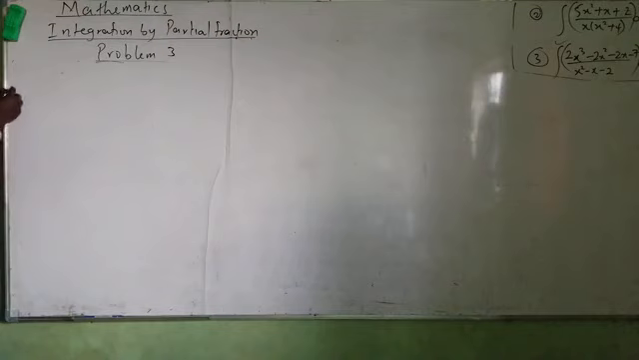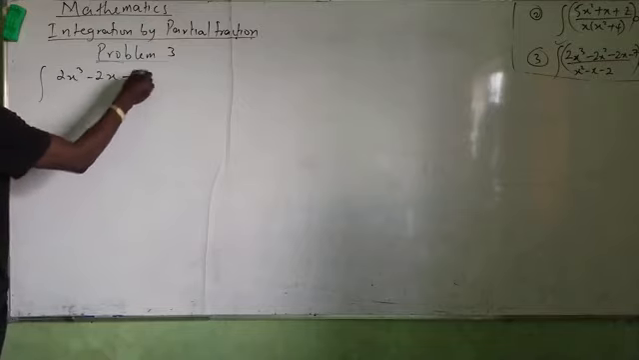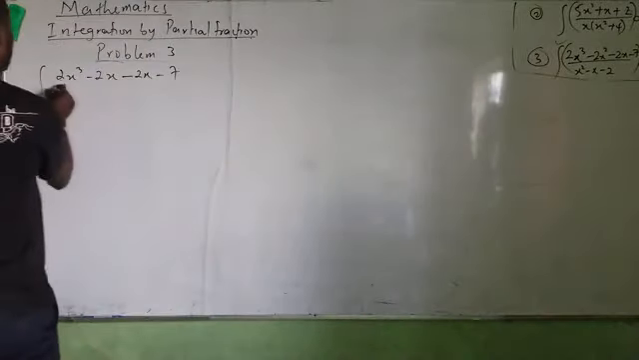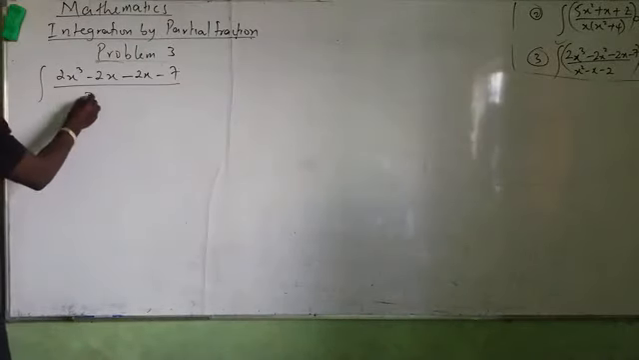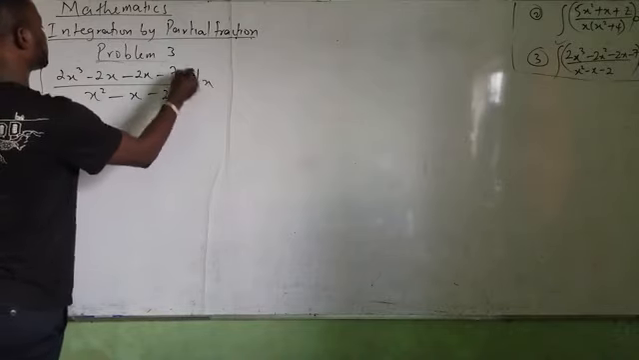I have the integral of (2x³ − 2x² − 2x − 7), all divided by (x² − x − 2), with respect to x. Am I not making a mistake?